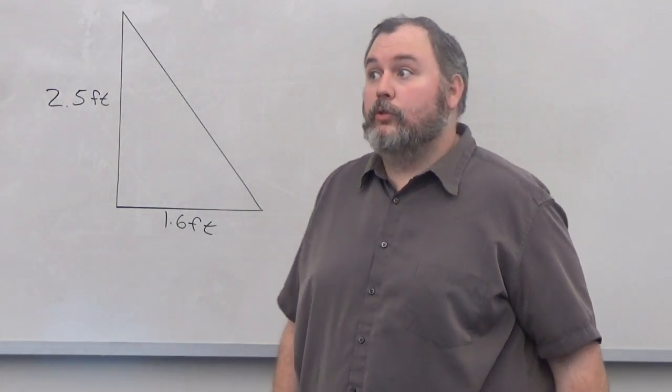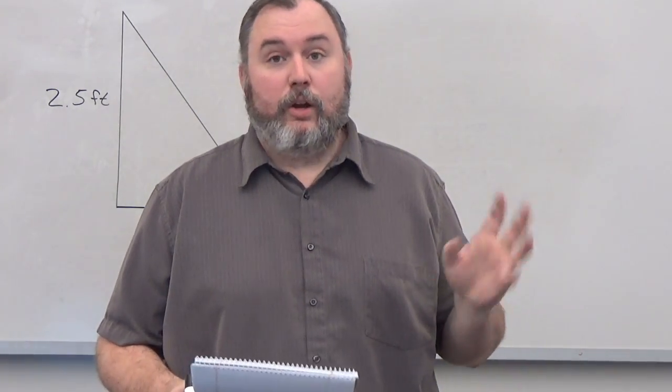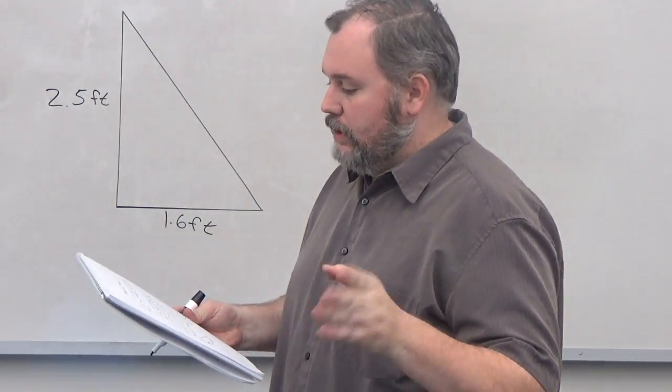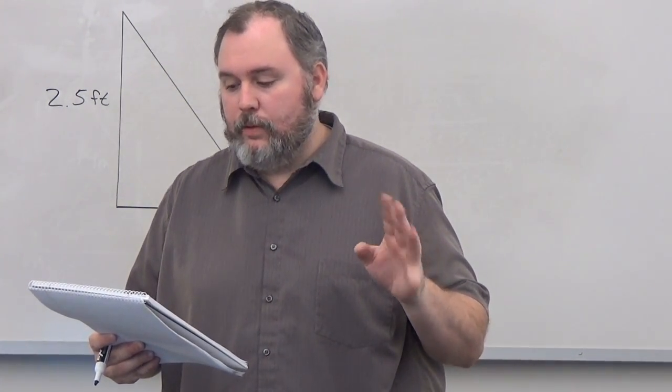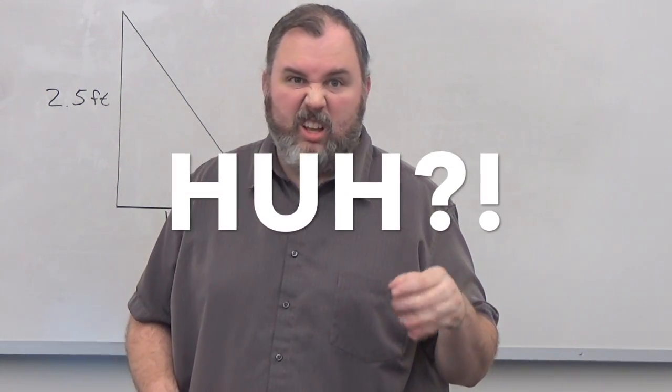The last topic that we're going to talk about in this video is Pythagorean theorem. In your notes, I'm going to read this. It says, in a right triangle, the square of the length of the hypotenuse equals the sum of the squares of the lengths of the other 2 sides. Huh?